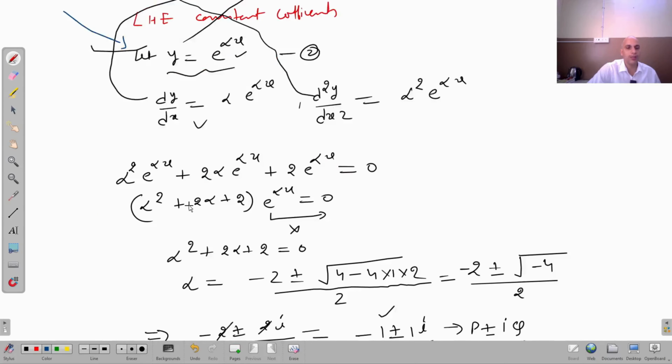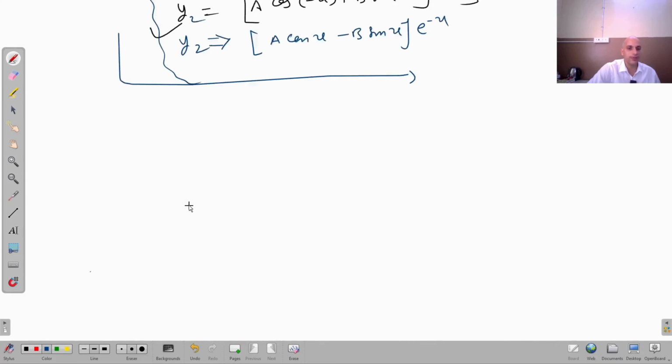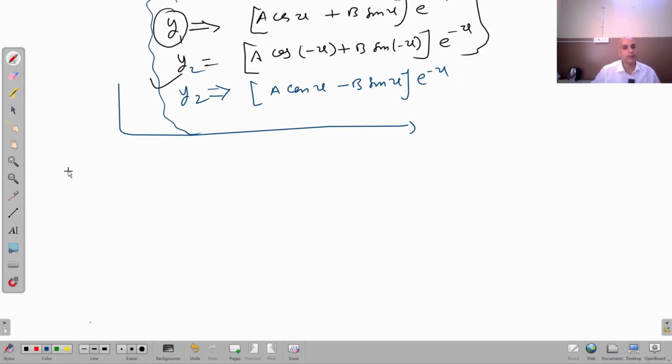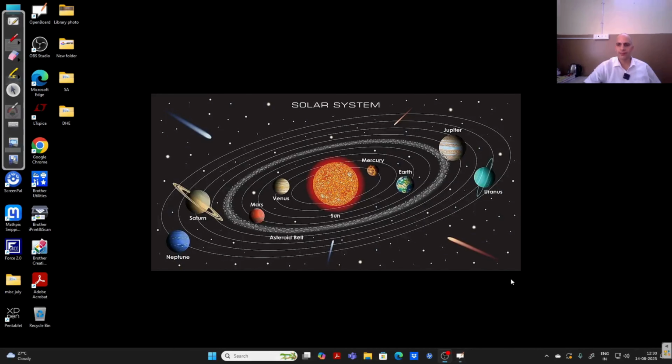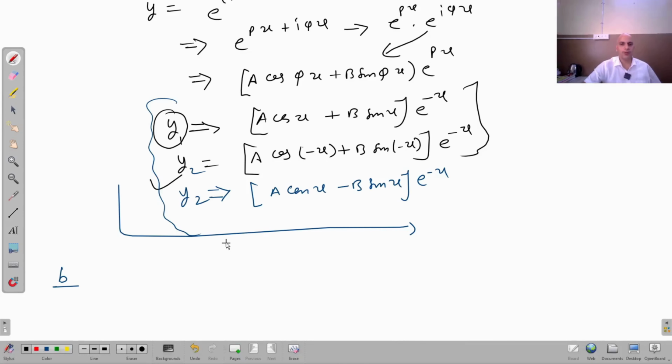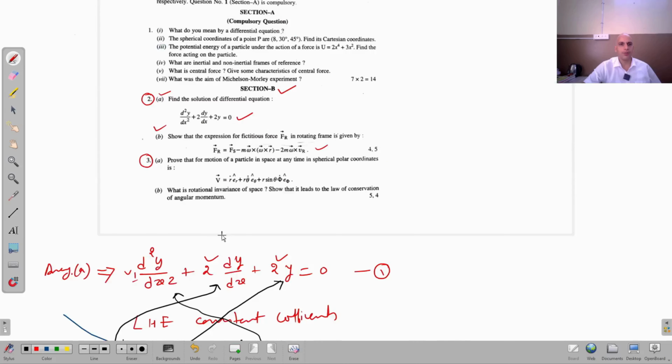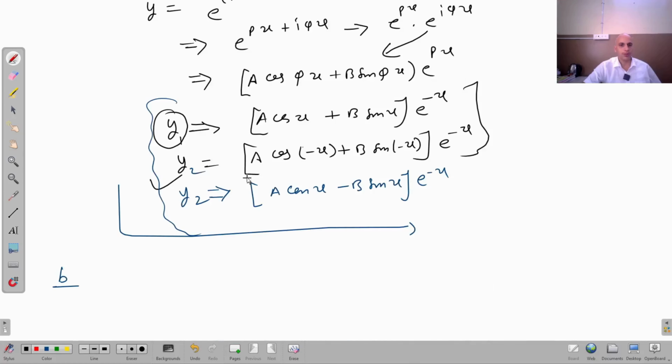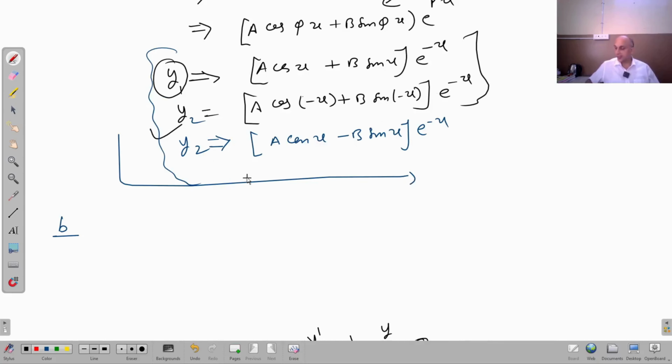Now I am going to the next part of this question, option part B. I am coming to part B of question number 2, and part B is: show that the expression for fictitious force Fr in the rotating frame is given by this expression. This question deals with the fictitious force acting on a body when it is present in a non-inertial frame of reference that is having rotational motion.